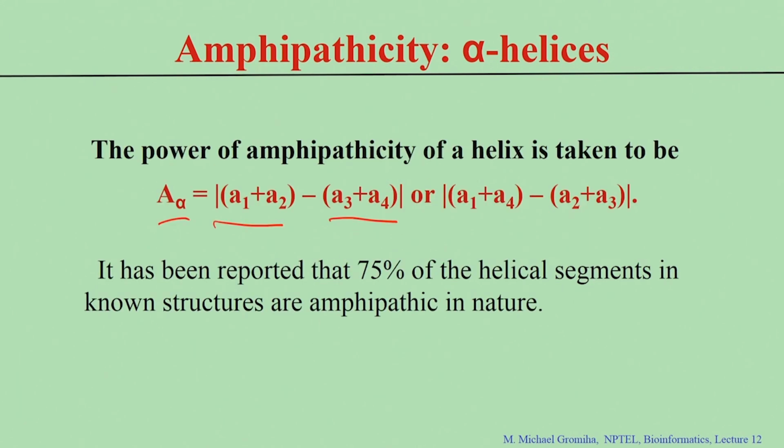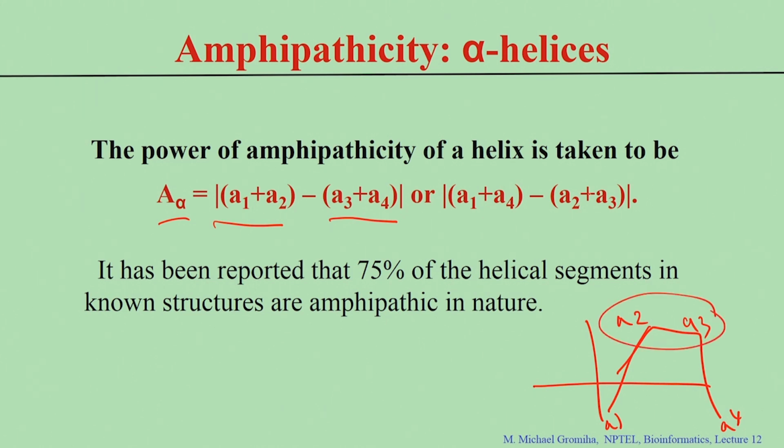You can see the A alpha is either A1 plus A4 minus A2 plus A3, or A1 plus A4 minus A2 plus A3 in this case, right. For example, if it is like this, this is 1, 2, 3, 4, A1, A2, A3, A4. If this is the case, A2 plus A3 will come together and this will come together, right, you can see a difference.